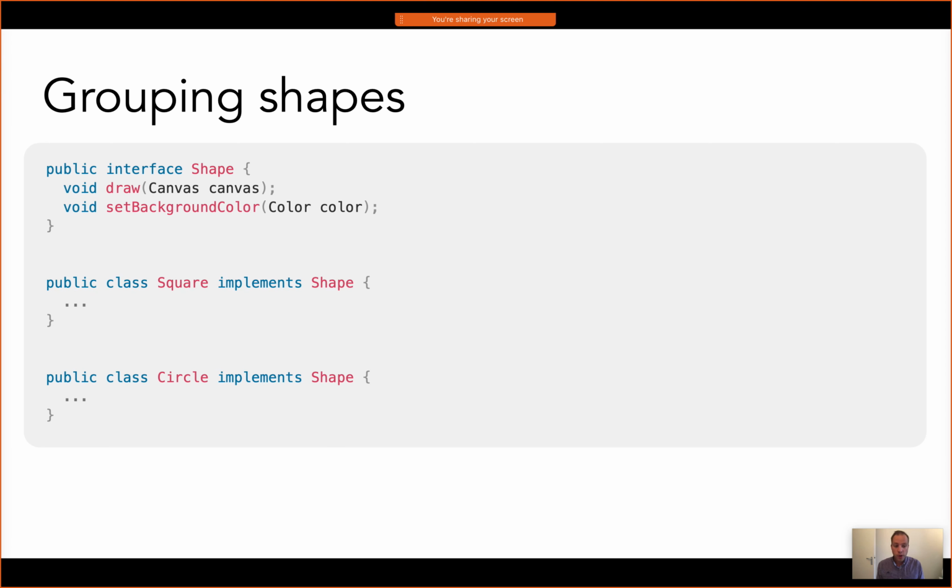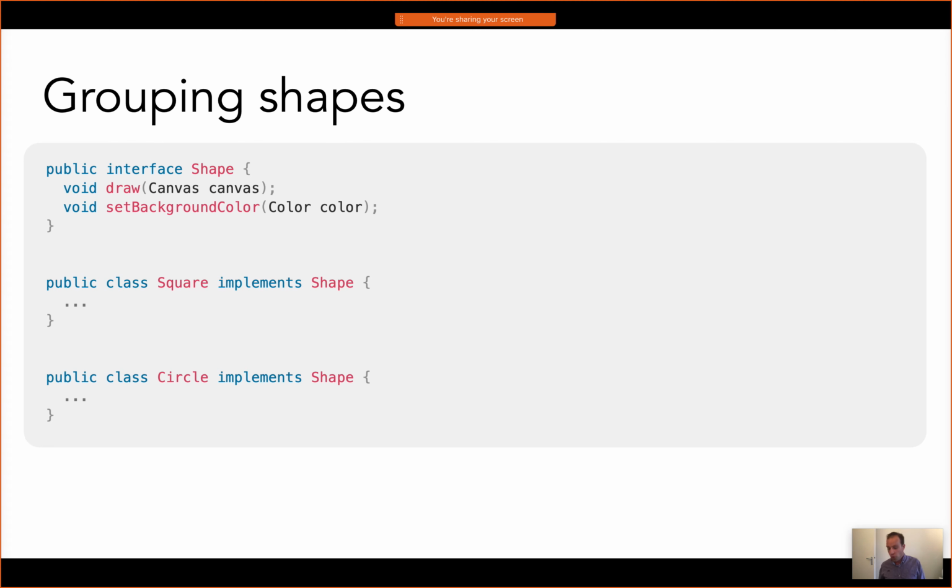And we can create an implementation of grouping shapes by first defining a shape interface. And the shape interface has two methods. It has a draw method that accepts a canvas. And the idea is that a shape will draw itself onto the canvas. And it also has a set background color method, and it does the obvious thing.